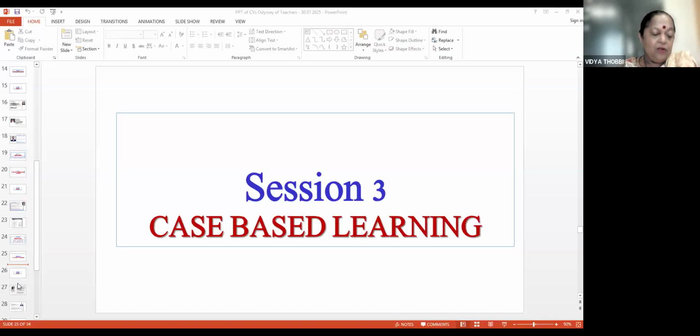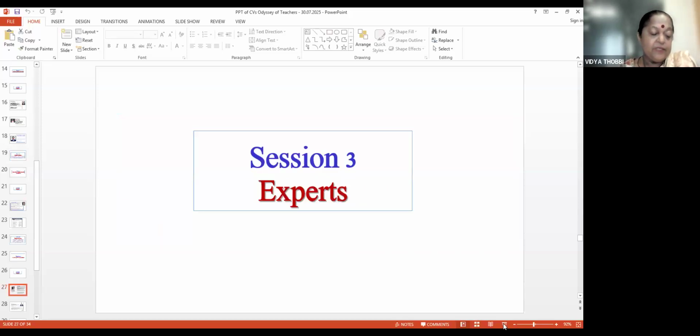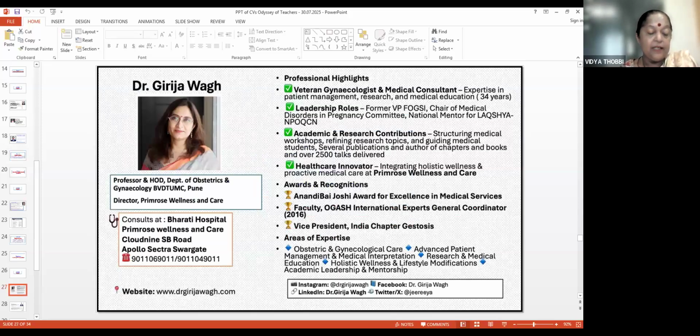Case-based learning, and this time we are discussing ovarian carcinoma, and I invite Dr. Girija Wagh as well as Dr. Pradeep Kumar Saha for this session. Dr. Girija Wagh, we all know her very well. She is a professor and head of the Department of Obstetrics and Gynecology of Bharati Vidyapith Medical College, Pune.